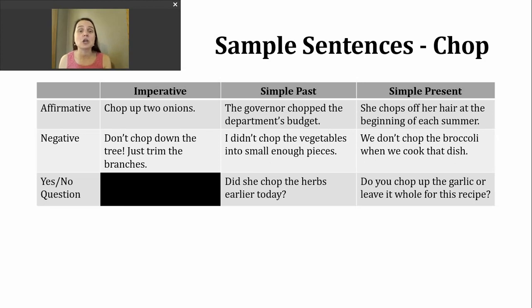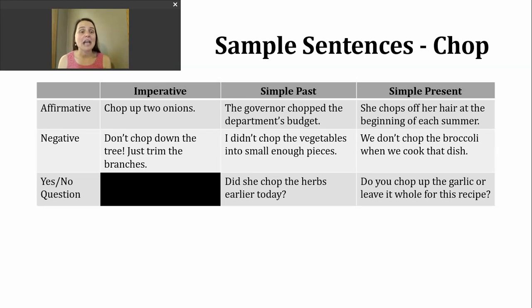So we're going to start an affirmative sentence with the base verb. Chop up 2 onions. This might be a sentence you see used in a recipe, for example. If I want to make a negative imperative, I'm going to start with don't and then the base verb. Here's an example of that. Don't chop down the tree. Just trim the branches. Okay? So trim is another word that is similar or kind of connected to this idea of chopping or cutting.